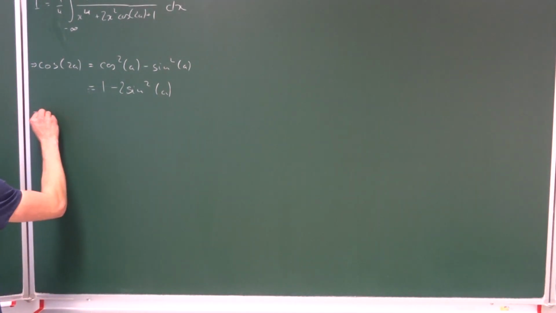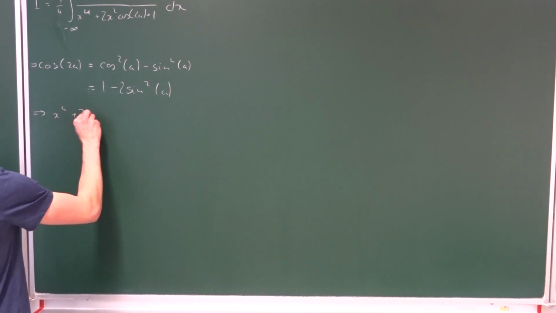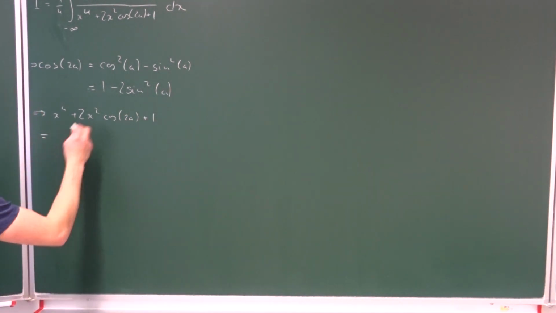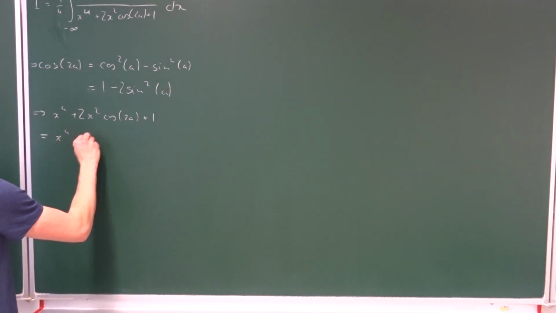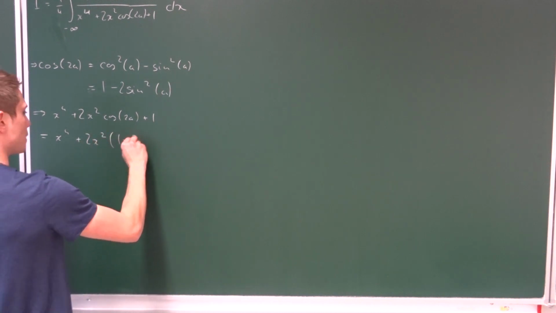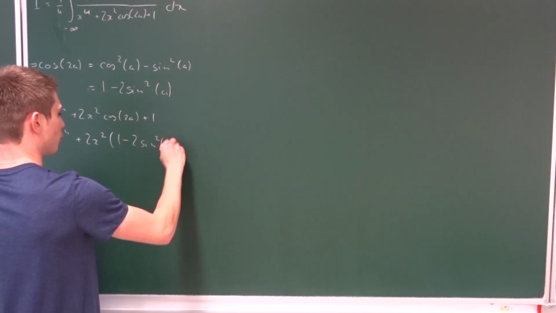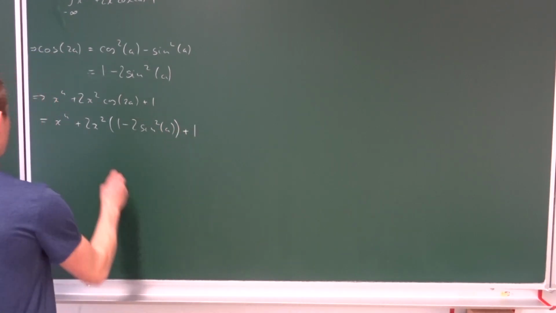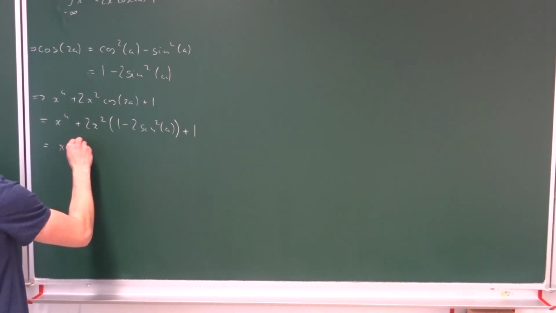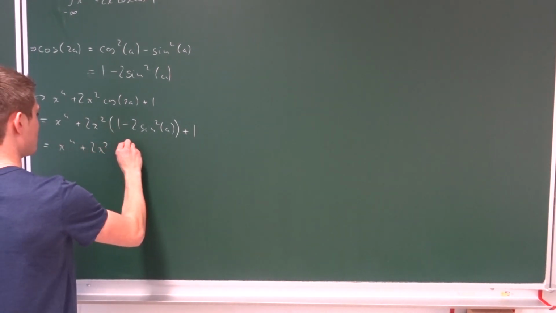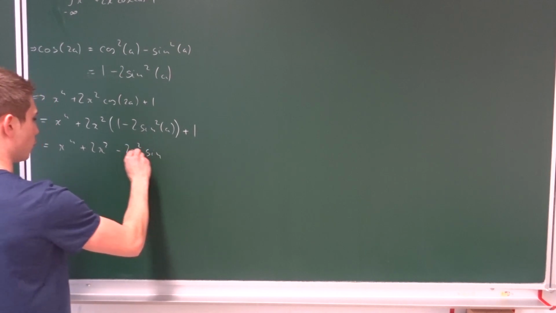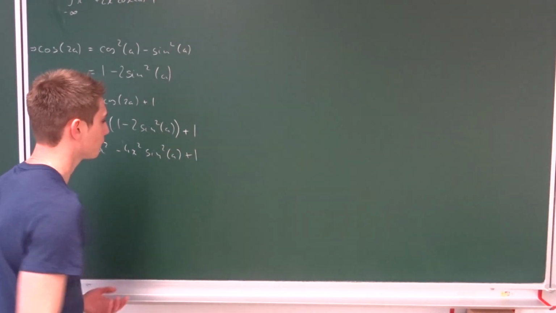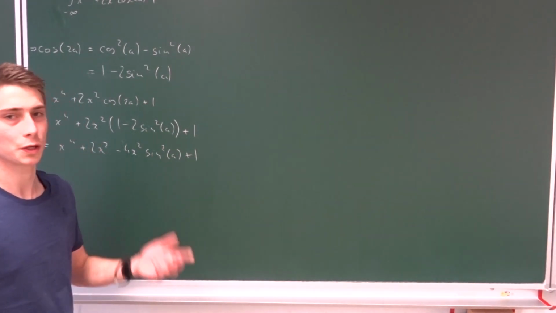So x to the fourth power plus 2x squared times the cosine of 2a plus 1 equals x to the fourth power plus 2x squared times 1 minus 2 sine squared of a plus 1. So we can distribute this 2 times x squared. And then let's see what we get. So x to the 4th power plus 2x squared minus 4x squared sine squared of a plus 1. And what can we do next?